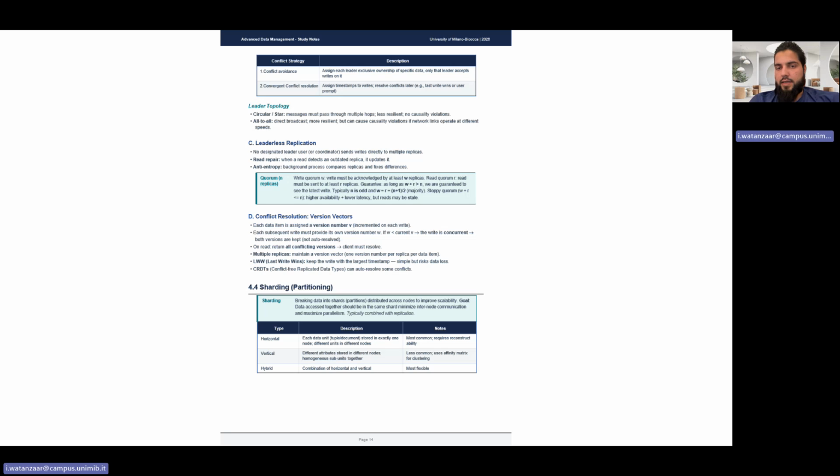It is a direct broadcast. It is more resilient, but can cause a causality violation if network links operate at different speeds. That's important. If messages are broadcast across the topology of all leaders with different network speeds, it can break the causality order. So that was all about multi-leader replication. Now we're discussing leaderless replication, which is another important replication method.